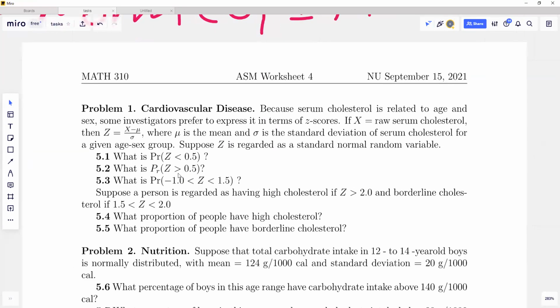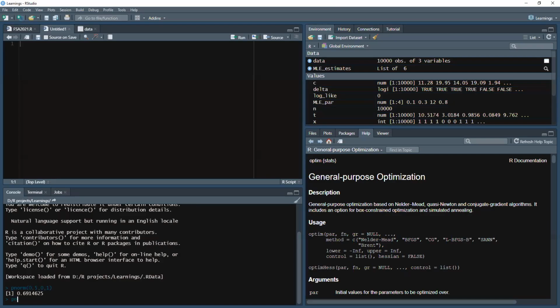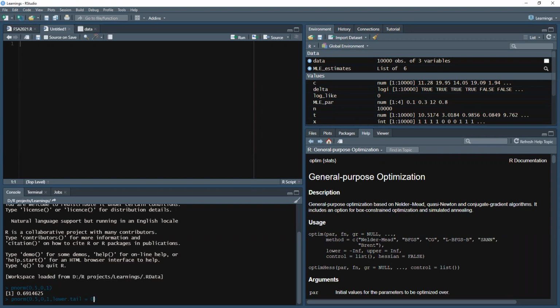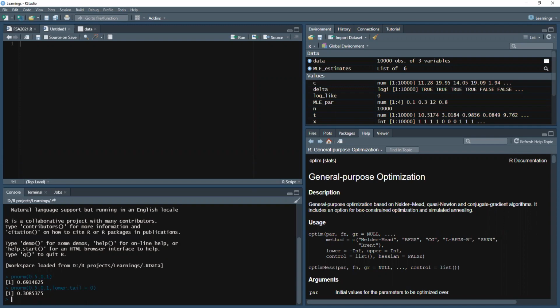Now let's find the probability that z is greater than 0.5. So now let's use this parameter for lower tail: 0.5, mean 0, standard deviation of 1, and for lower tail we'll put false. So we will calculate probabilities that lie to the right of our point. So 0.31.